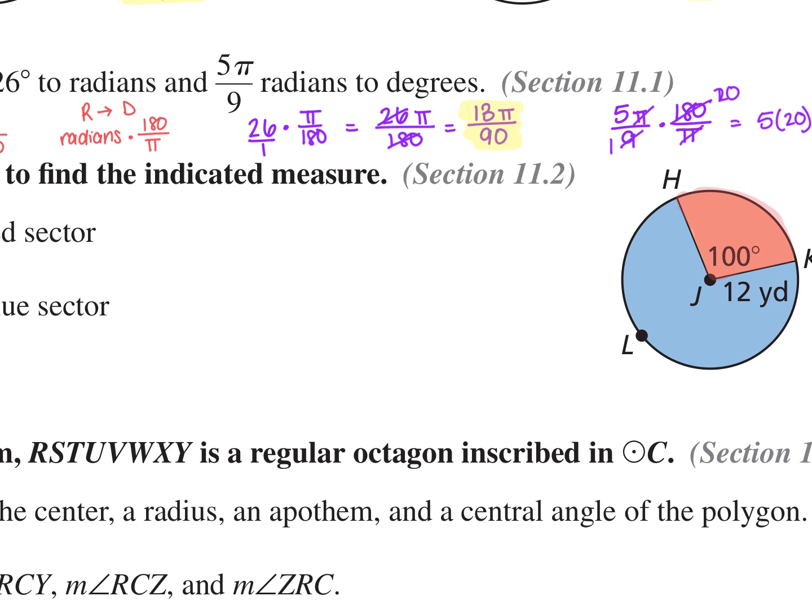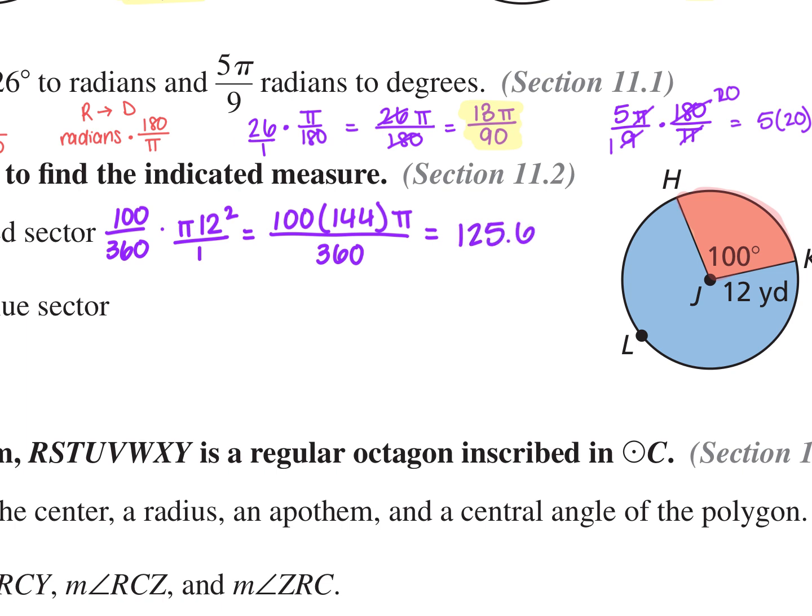So I'm going to have 100 over 360 times pi 12 squared, pi r squared. I'm going to change it to putting it over 1 and I'm going to multiply across. Multiply across, I'm going to have 100 times 144 times pi over 360. And then that's pretty easy. You could just plug it into your calculator. If you plugged it in correctly, it's going to be 125.66 for my answer.